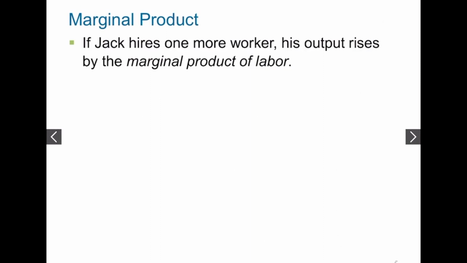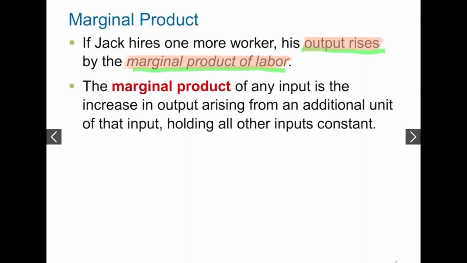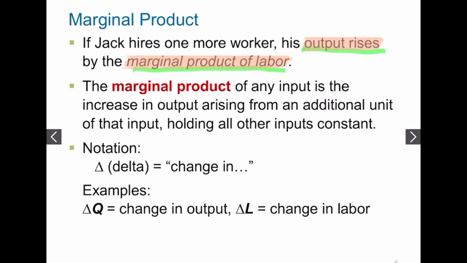Next, we'll be learning about marginal product. In Jack's example, this means if Jack hires one more worker, his output rises by the marginal product of labor. The marginal product of any input is the increase in output arising from an additional unit of that input, holding all other inputs constant. The notation delta means the change in something or the variable next to it.